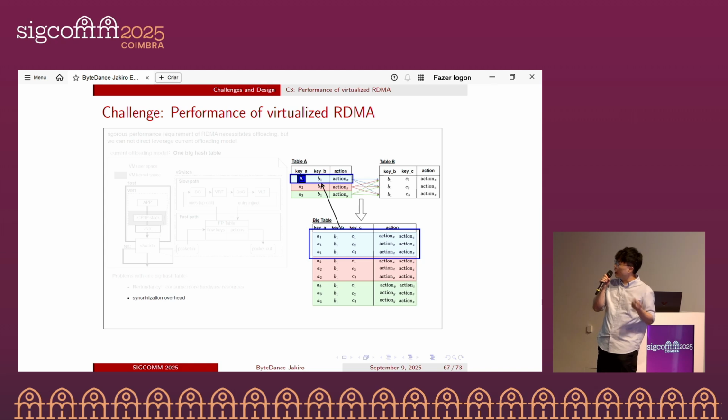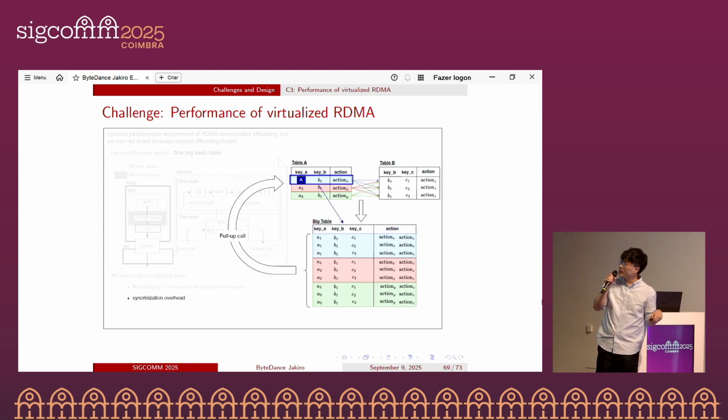And to illustrate the synchronization overhead, let's consider the case when the blue entry of table A gets modified. With the help of the color map, we know that those three blue entries in the big table need to be updated. But the problem is such a map is hard to implement in reality. So what we do instead is to full upcall all these flows to the software, and this increases the synchronization overhead.